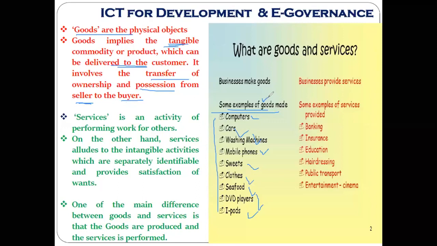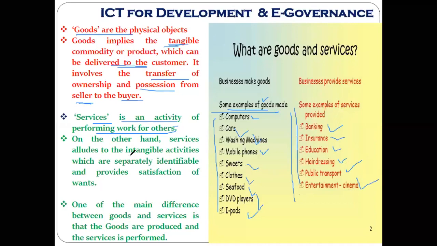Now, what exactly is a service? A service is when somebody works for you. Service is an activity of performing work for others. If you are giving the service to others, service is an activity of performing work for others. If somebody performs the work for you, then service is an activity of getting the work done from somebody else. Understood? Here are different examples of services: banking service, insurance service, educational service, hair cutting or hairdressing service, public transport service, entertainment service. These all come under the category of service.